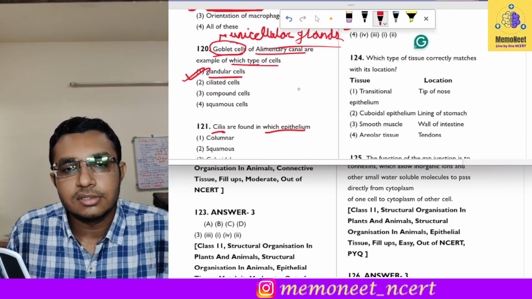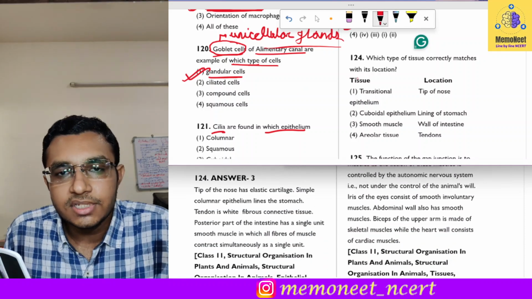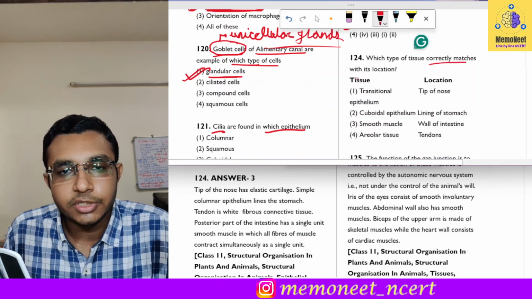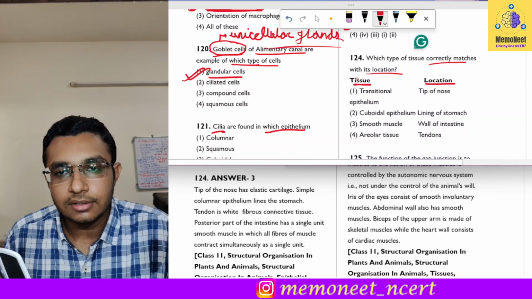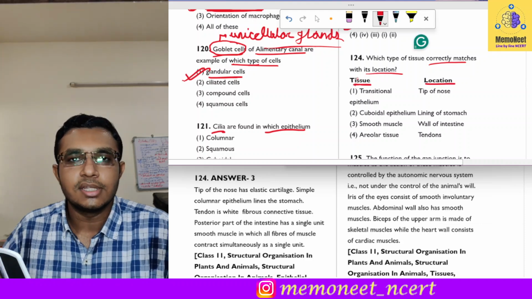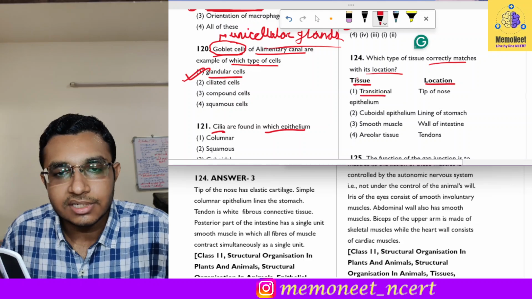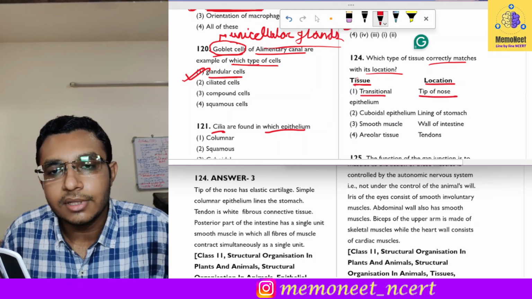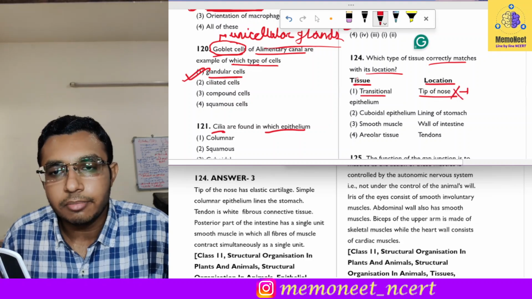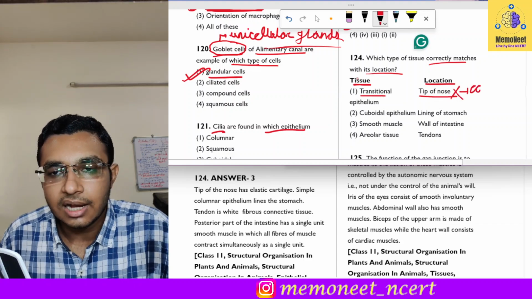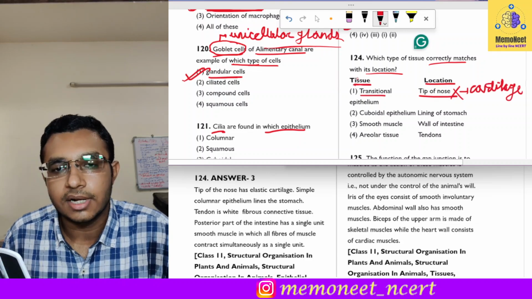Moving on to the next question, that is question number 124, and it states which type of tissue is correctly matched with its location. Now see, here the tissue is given and here the location of the tissues are given. So which is the correct matching between both? Let us see them one by one. First option is transitional epithelium is found in the tip of nose. Is this correct? No, this is incorrect. Why? Because in the tip of nose the type of tissue is cartilage. It is not transitional epithelium.